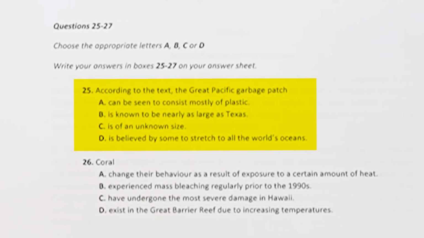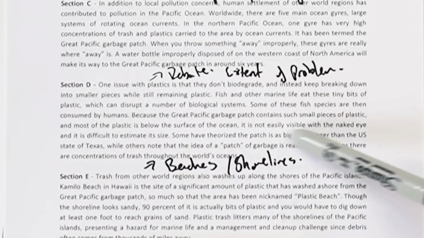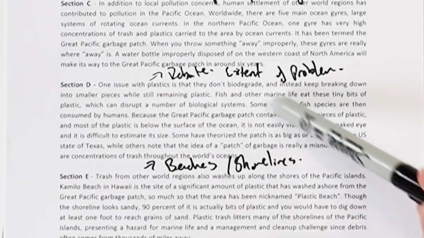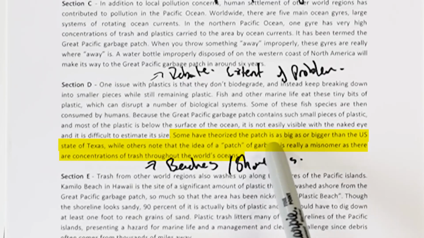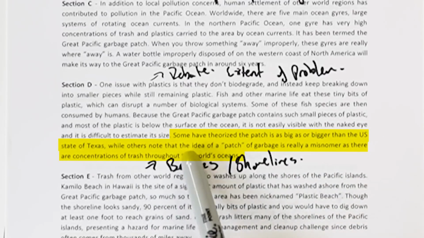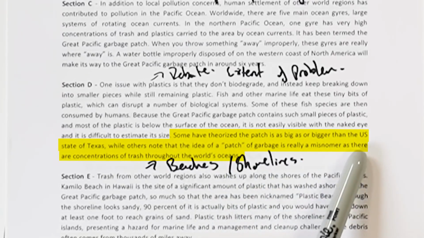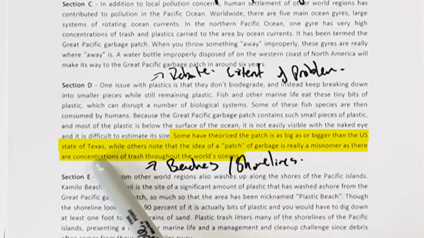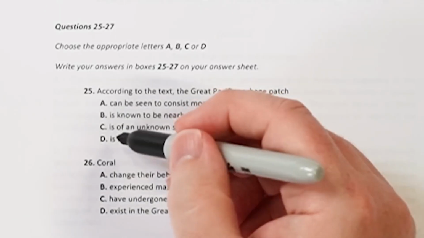So the next thing we need to do is find the location. Luckily for us, we have already done that, so it's going to be quite easy for us to find that. So it should be in this area. So we now need to read closely in this area to see if we can find the correct answer. So some have theorized the patch is as big or bigger than the US state of Texas, while others note that the idea of a patch of garbage is really a misnomer, means it doesn't really make sense, as there are concentrations of trash throughout the world's oceans. So it's not that one.